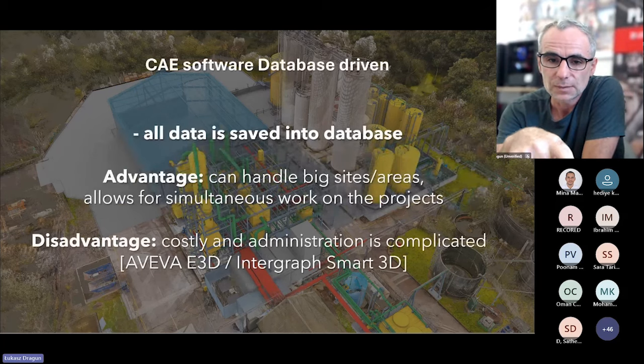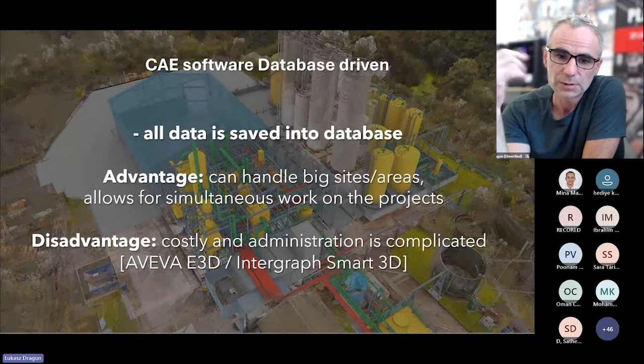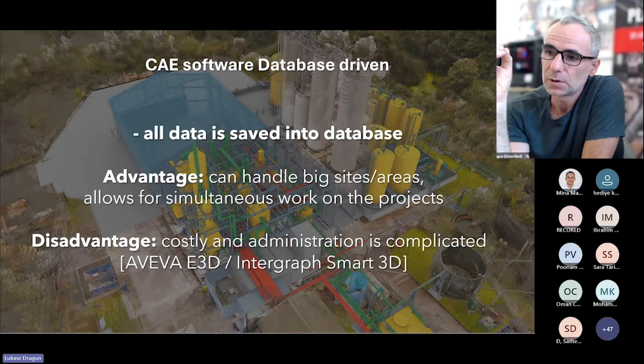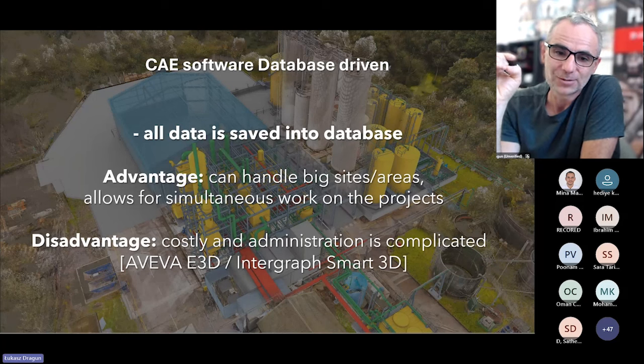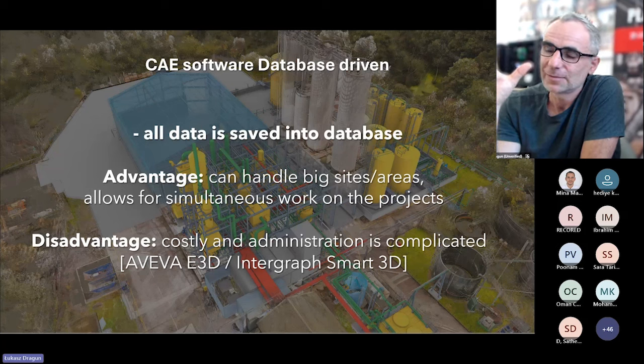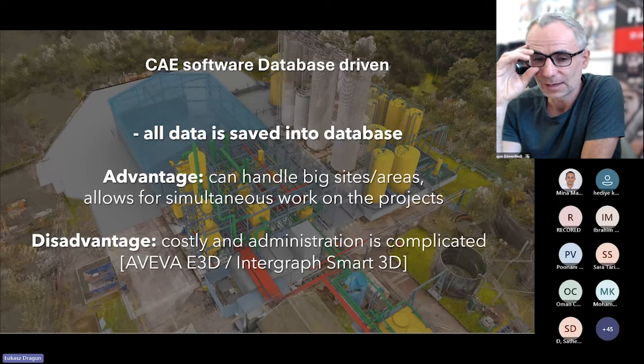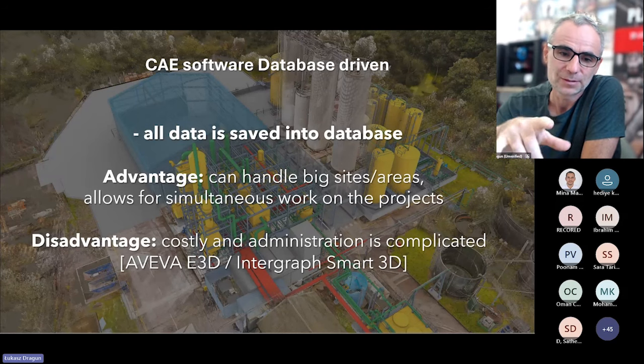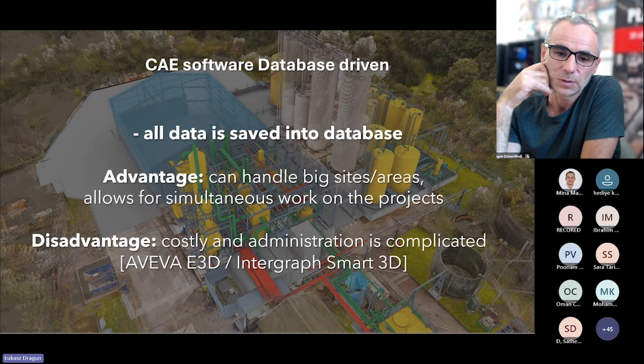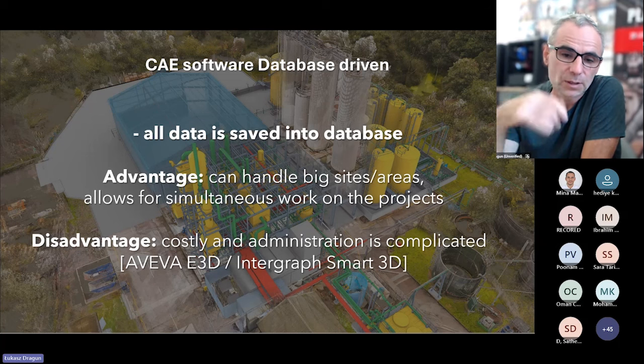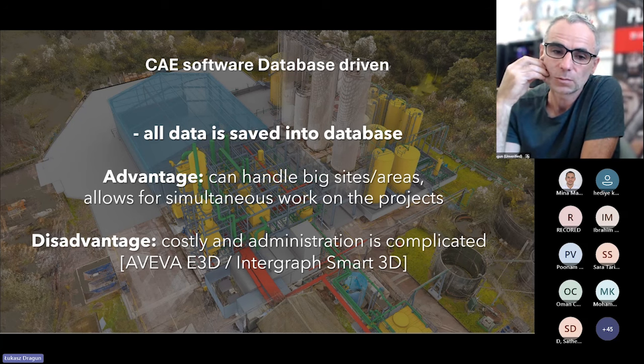For example, the first type is the database-driven software, which in general can handle big areas, big sites, and it is easy to work simultaneously on the projects. The disadvantage is that, in general, these platforms are very costly, and administration is a bit complicated, and the skills are scarce. It means that it's more difficult to find the personnel who can handle that type of software. For example, I list here two software packages, AVEVA E3D and Intergraph Smart 3D. These are the software that we can work with.